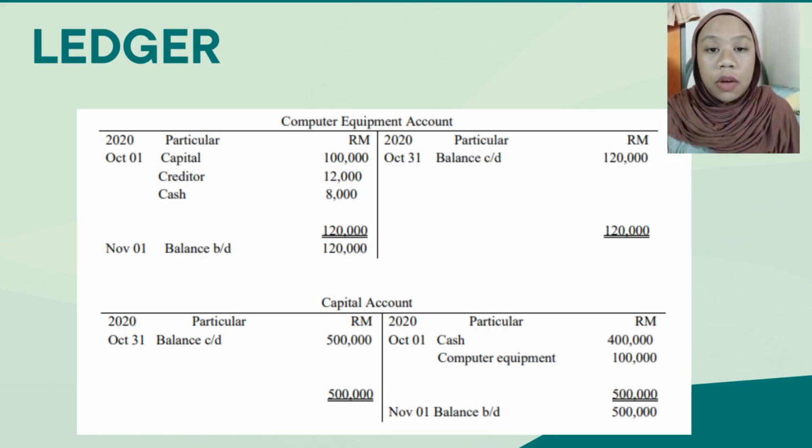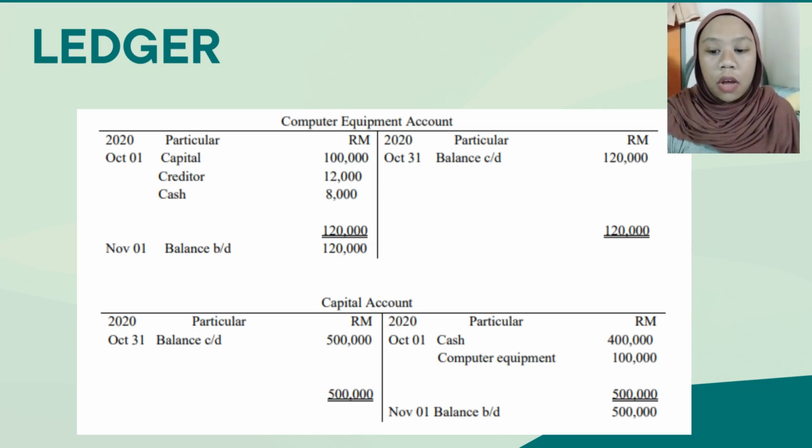Computer equipment account for debit side 1 October capital 100,000, creditor 12,000, cash 8,000, and the total will be 120,000. For credit side October 31 balance CD is 120,000 and the total will be 120,000. For November 1 balance BD is 120,000.